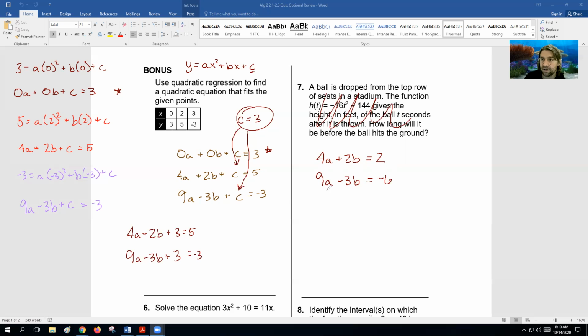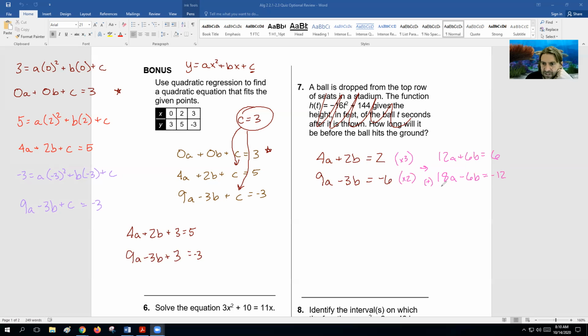Now, unfortunately, if we look at a and b, we can't just multiply the top to turn it into the bottom, so we're going to have to multiply both of those. What I'm going to do is multiply the top by 3 and the bottom by 2, so that way both of these b's would be 6. So this would be 12a plus 6b equals 6. And this one here, if I multiply it by 2, 18a, then this would be minus 6b equals negative 12.